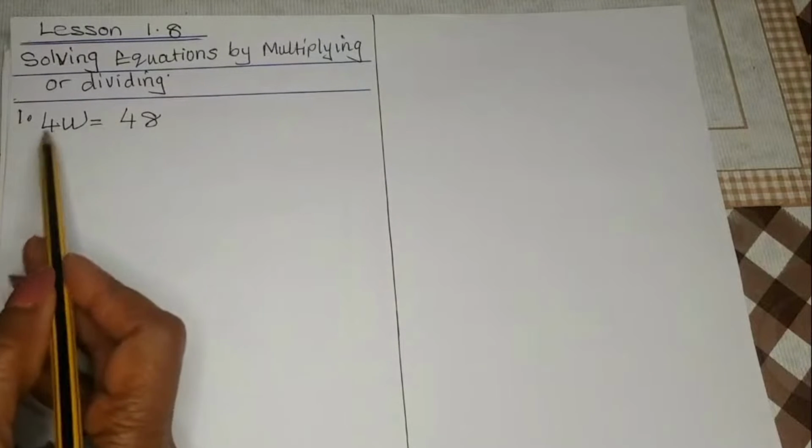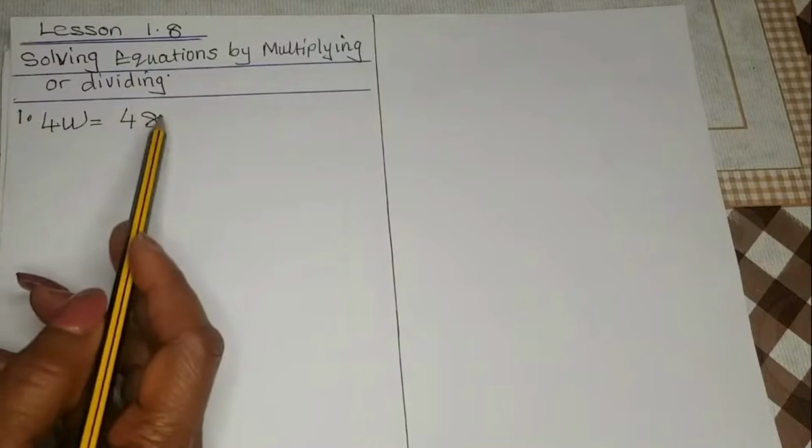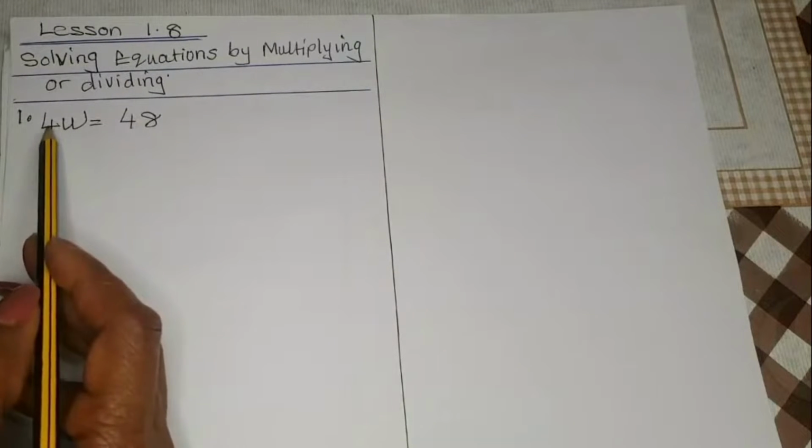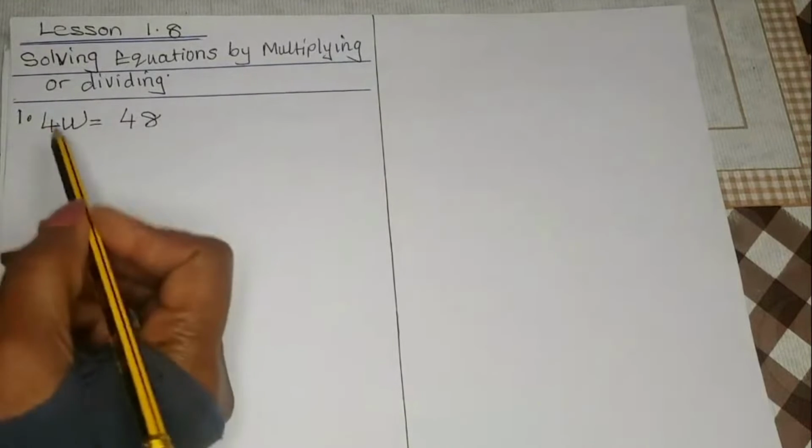So 4W, so what they actually want you to do is to make W the subject of the formula. What does that mean? It means you should remove everything that is with W and put it over here. We just want W to be left alone. So how do we do it?